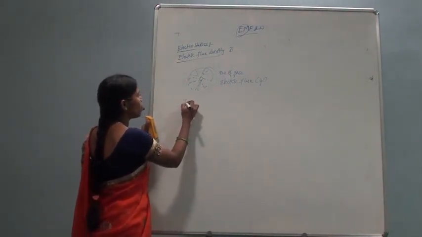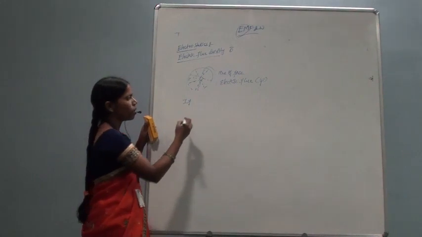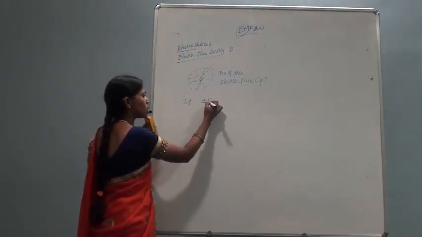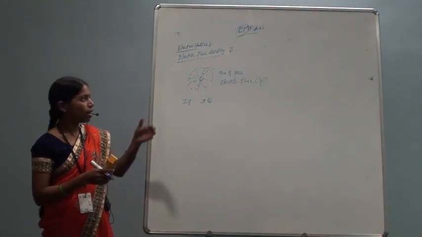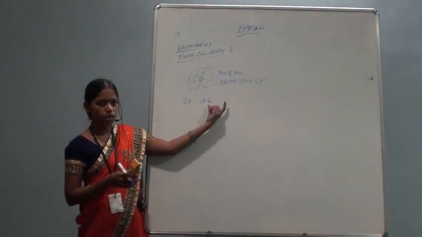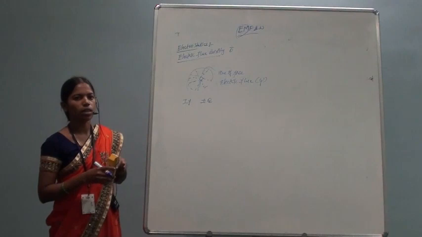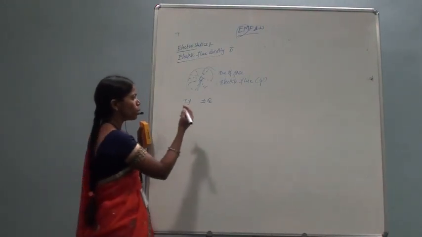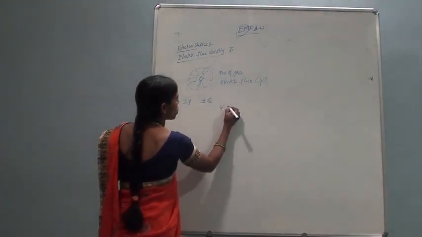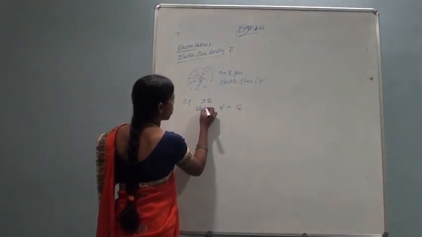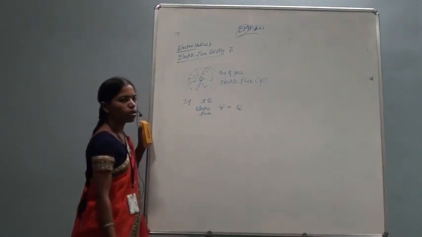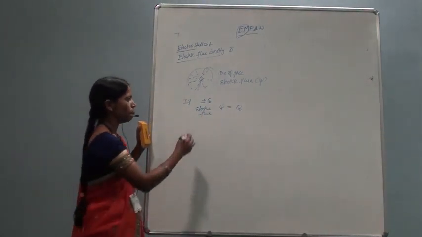If the charge on a body is equal to plus or minus Q, then the total number of electric flux lines either originating or terminating on it is also equal to Q. That is given by psi is equal to Q. The total electric flux is equal to the total charge on the body.